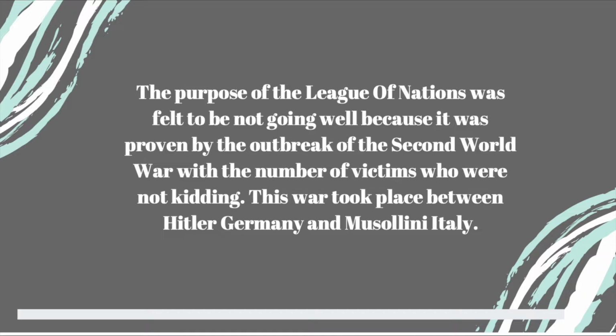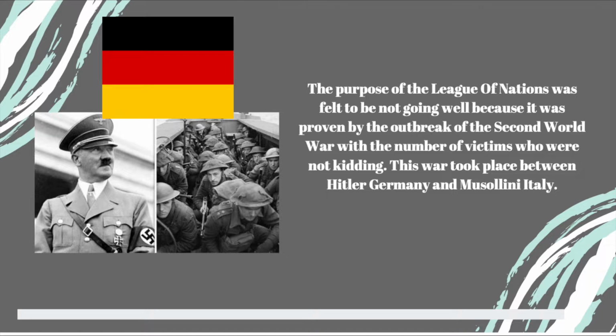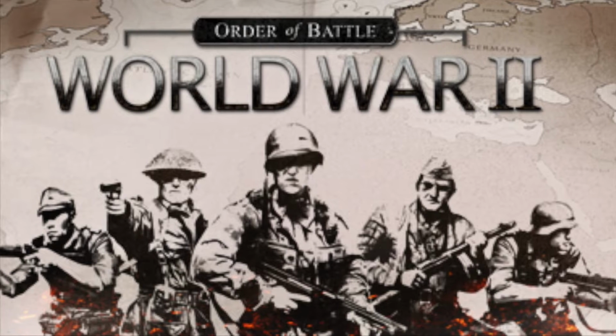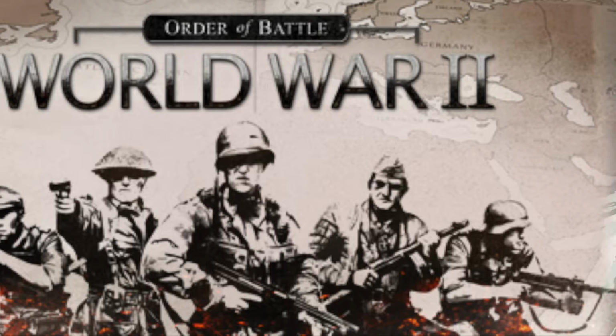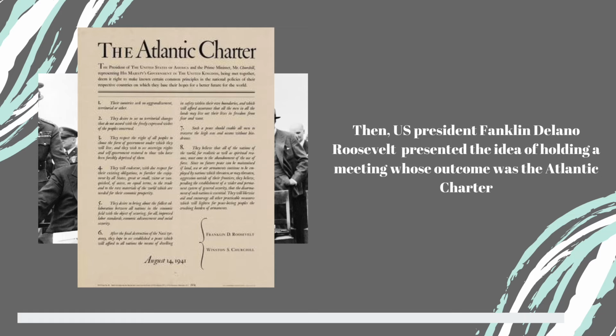The purpose of the League of Nations was felt to be not going well, as proven by the outbreak of the Second World War, with a huge number of victims. This war took place between Hitler's Germany and Mussolini's Italy. World War II became the trigger for the world to realize an organization that was truly able to achieve world peace. Then US President Franklin Delano Roosevelt presented the idea of holding a meeting whose outcome was the Atlantic Charter.